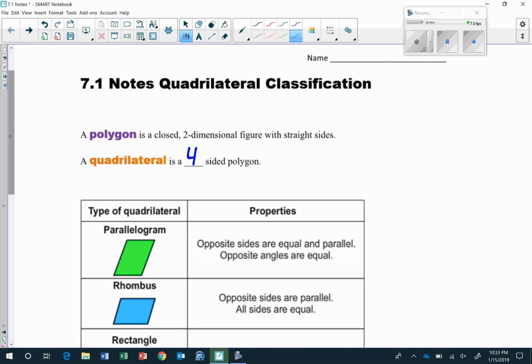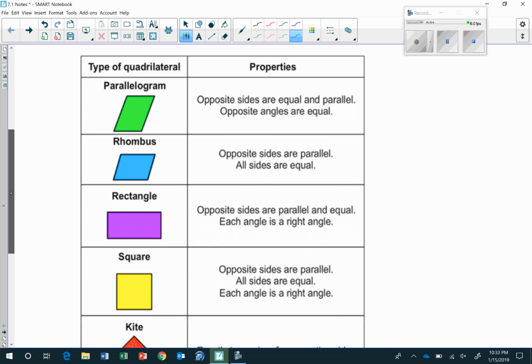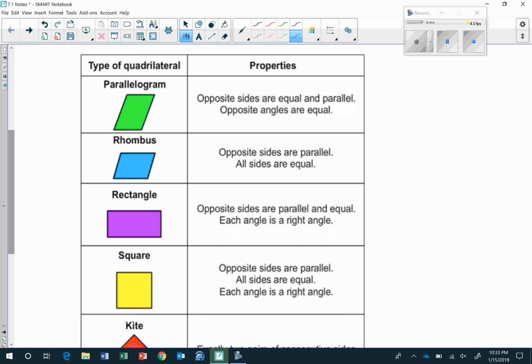So if you look at these notes, there's a table on here that's got different types of quadrilaterals and some properties that go with them. So our first type is parallelogram. It says a parallelogram has opposite sides that are equal and parallel, opposite angles are equal. So parallel means that two lines are never going to intersect. So you may have heard of that before.